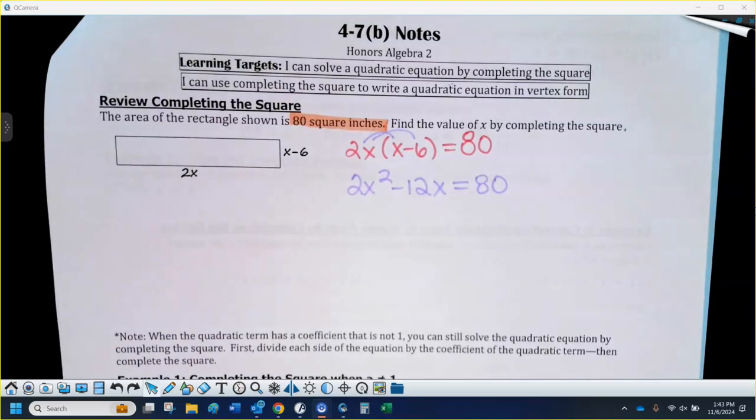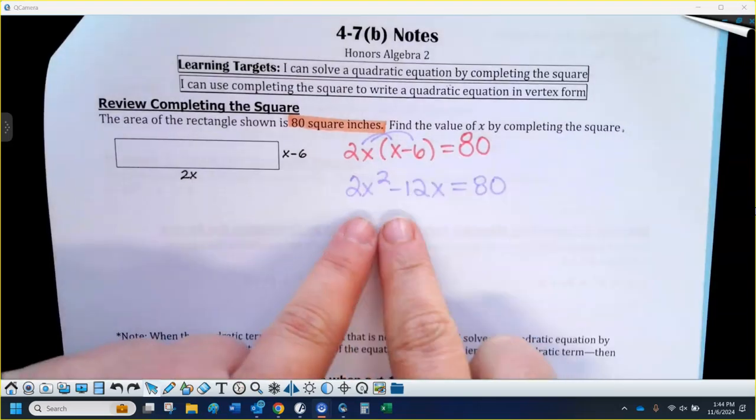Now, we're going to review completing the square, so we're going to solve this by completing the square. Right now, as it's set up, this is good for us because we've got our squared term and our linear term on the same side already, so I don't really have to move anything. Would you do anything here before you tried to complete the square?